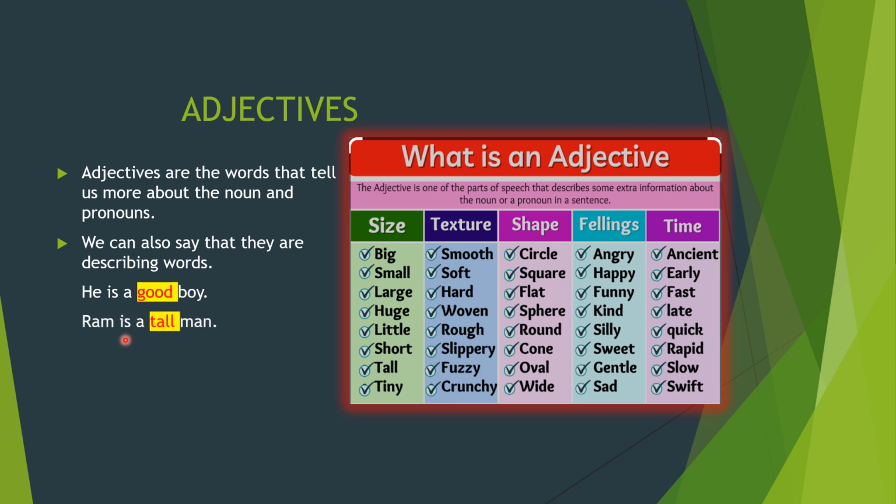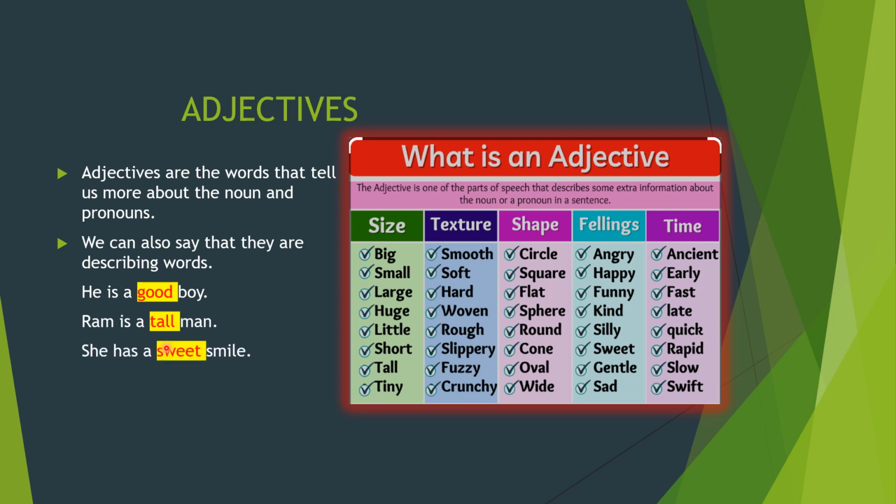Now similarly, if I say Ram is a tall man. So here Ram is a proper noun, man is a common noun because it is a common term for all the men. Now Ram and man, so we are talking about how Ram is, or how his height is, right? So he is a tall man. So tall is describing his height. That's why it is an adjective.